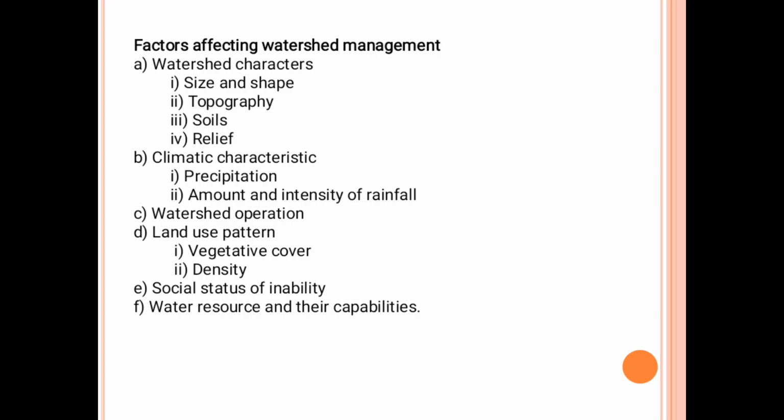The factors affecting the watershed management: characters, size and shape, topology, soil, relief. The second one is climatic: precipitation, amount and intensity of rainfall. Then watershed operation, land use pattern, social status, water resources and their capability. This is the development program.